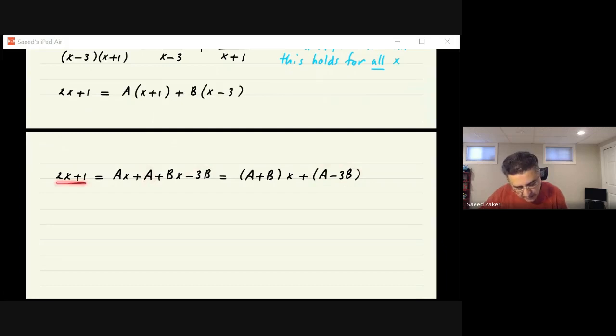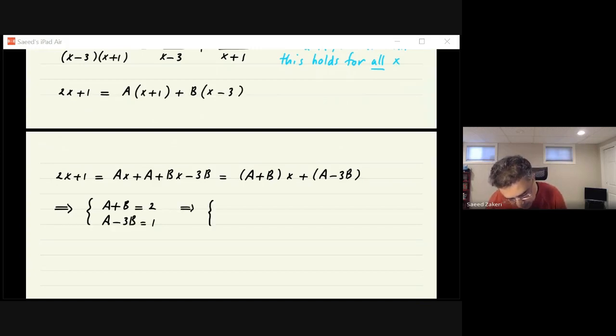2x plus 1 is supposed to be equal to blah times x plus another blah for every x. So that means the coefficient of x here must be 2, and the constant term here must be 1. So you equate coefficients of similar terms in x. If you had x squared, then you would equate the coefficients of x squared. So out of this, it follows that since this holds for every x, the similar coefficients must match up. A plus B must be 2, and A minus 3B must be 1.